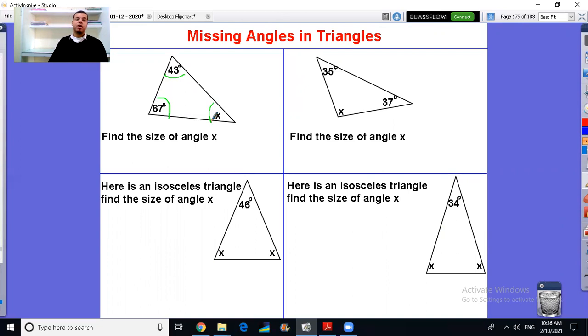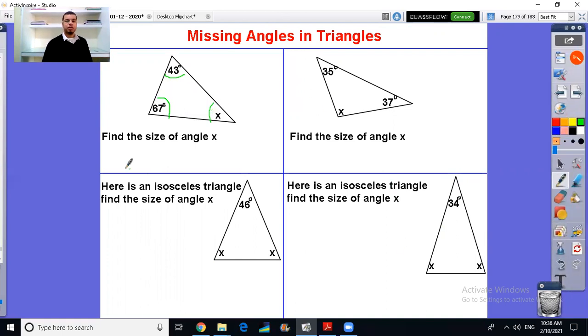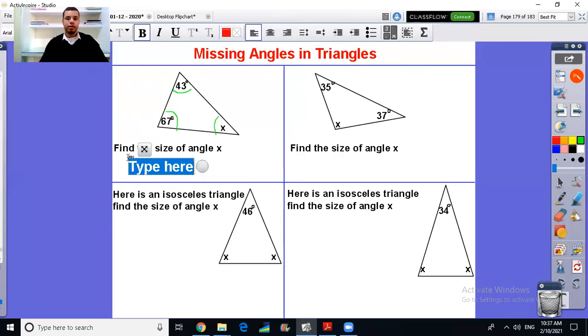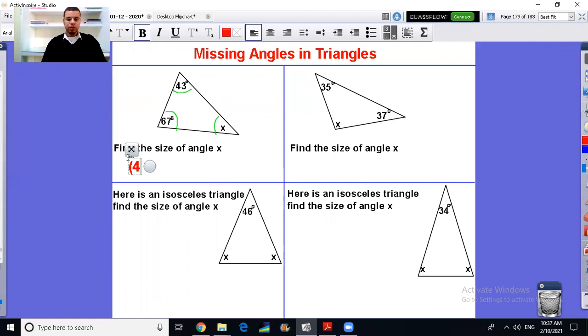180 degrees. Okay, that's the three of them, but we have here a missing angle, Mr. Ahmed. How can we find it? Exactly. You need to add the two angles, 43 and 67, and the answer, you're going to take it away from 180. So you need to add 43 and 67, add them up, then minus the answer from 180. This will give you x.